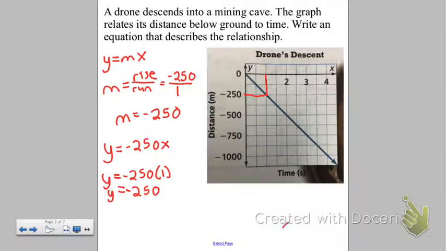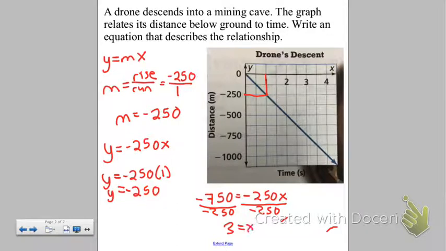If I did it a different way, if I substituted in negative 750 for y in y equals negative 250x, and I solved this for x, I would divide by negative 250 on both sides, and I would get 3 equals x. So if I go to negative 750 on y, and I go across, I get to 3 on my x-axis.